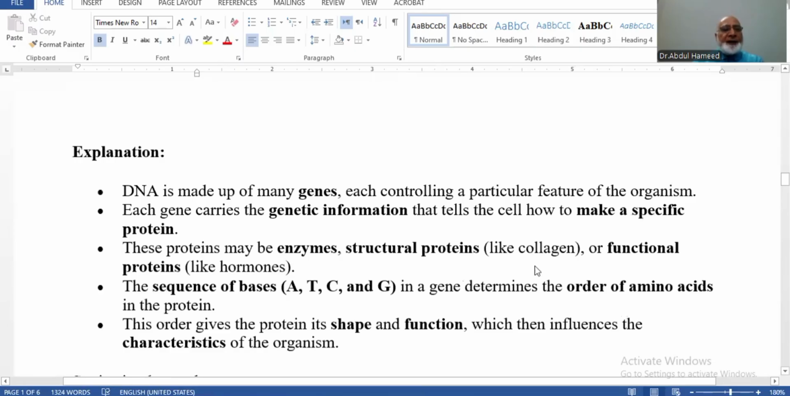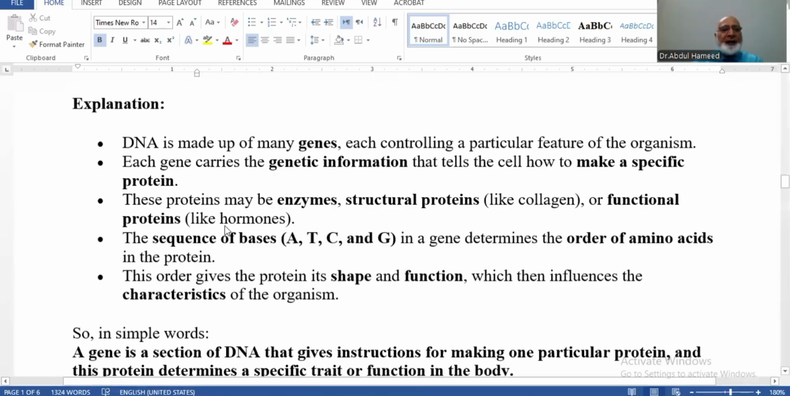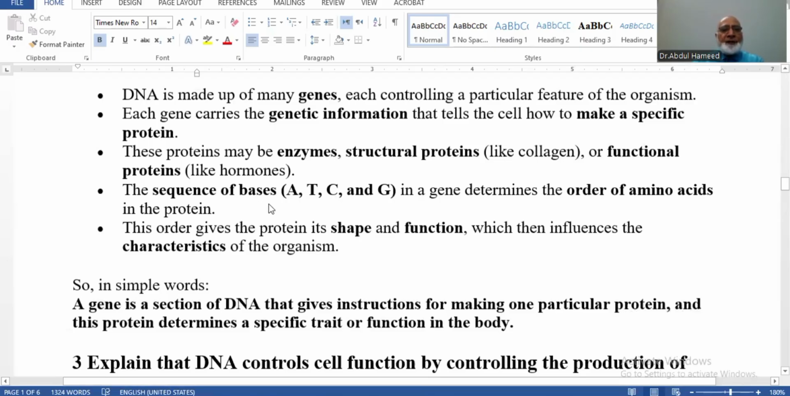What is the explanation? DNA is made up of many genes, each controlling a particular feature of an organism. Each gene carries the genetic information that tells the cell how to make a specific protein. These proteins may be enzymes, structural proteins like collagen and fibrinogen, and functional proteins like hormones and antibodies. The sequence of bases A, T, C, and G in a gene determines the order of amino acids in the protein. This order gives the protein its shape and its function, which then influences the characteristics of the organism.